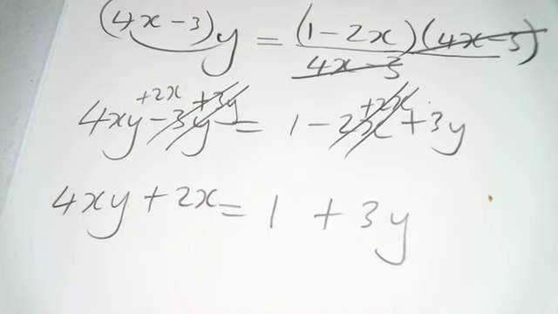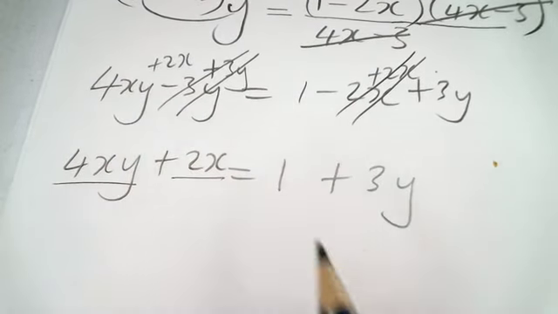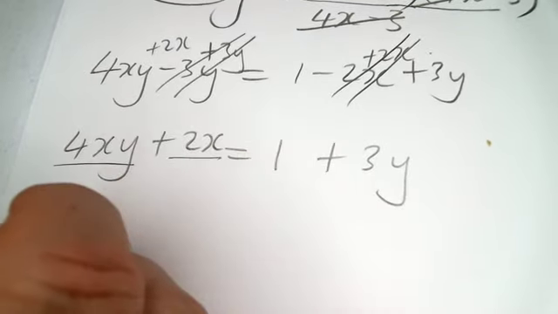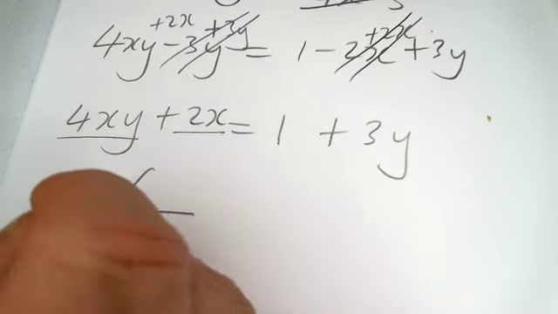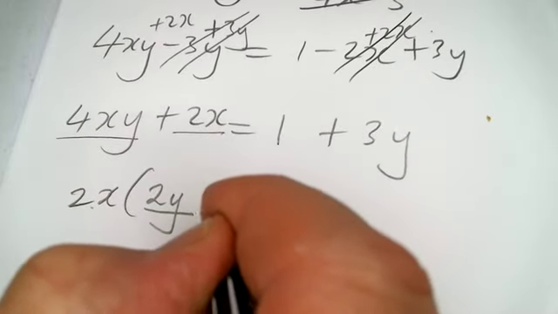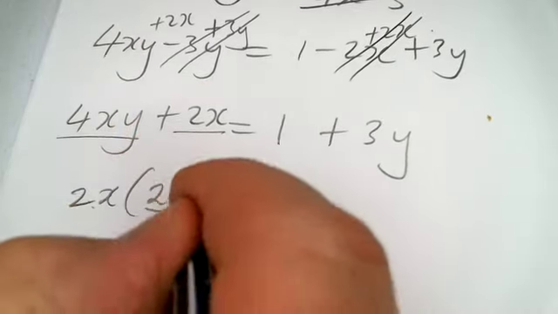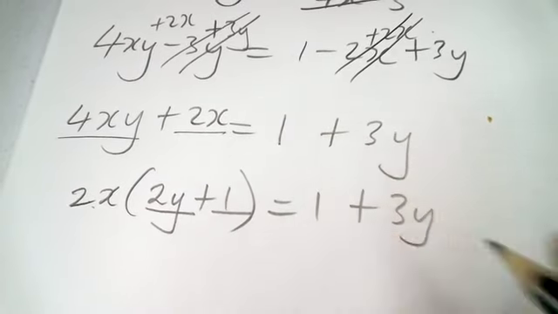Now, let's factorize. So we're going to factorize the left-hand side, and we ask what is common to this and this, and it looks like 2x is going to be common. So let's put 2x in there. And we're going to say, well, what times 2x makes 4xy? And the answer will be 2y. And of course, what times 2x makes 2x's plus 1? And that is equal to 1 plus 3y.